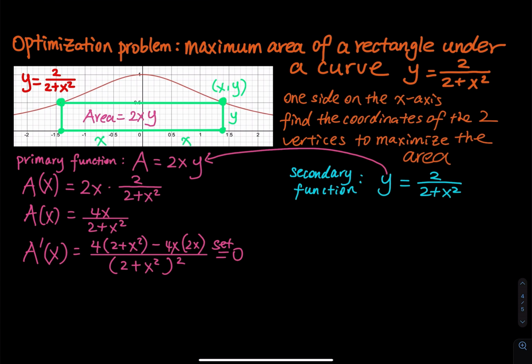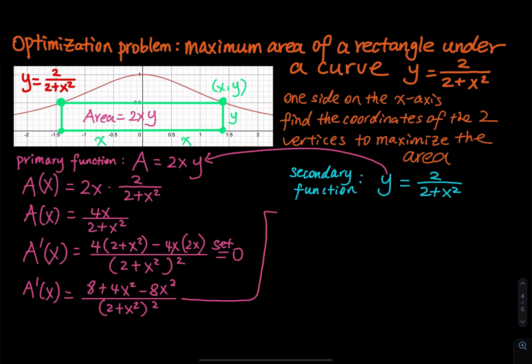All right, so clean up the top. So you have A prime of x equals 8 plus 4x squared minus 8x squared, divided by the denominator, 2 plus x squared, squared. And then what do you have? You have A prime of x equals 8 minus 4x squared divided by 2 plus x squared, squared, and then you set that equal to 0.